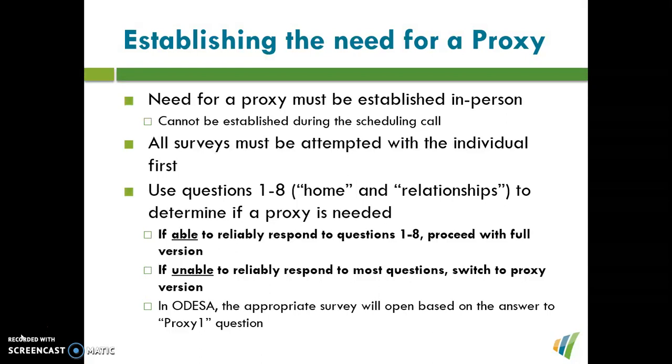In Odessa, if you're entering survey information in the online data entry system, Odessa, the appropriate response or survey will pop up based off of how you answer that question about the proxy respondent.